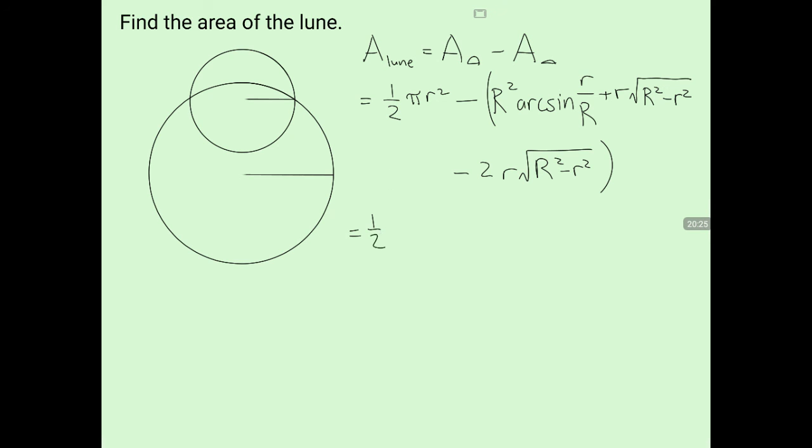So we have 1/2 pi r squared minus r squared arc sine r over big R. And here we have minus 1 r root big R squared minus little r squared. Then we have plus 1 r root big R squared minus little r squared. And this is the equation for the area of the lune.